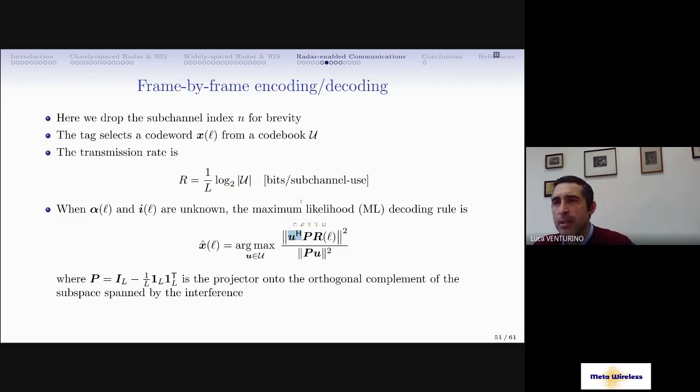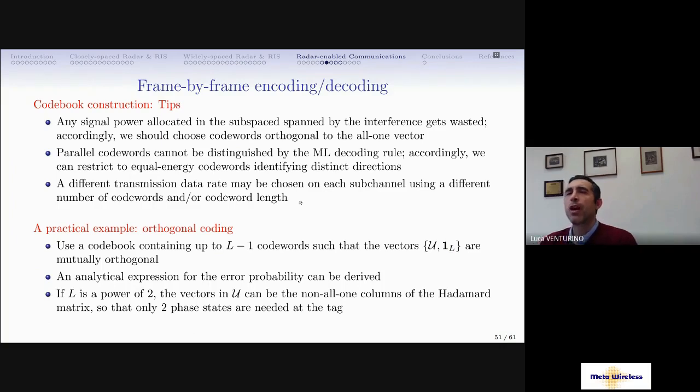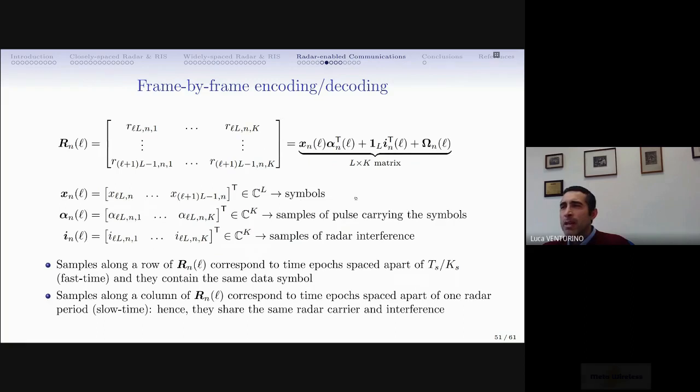How do we choose the codebook that has to be employed by the tag? Well, first of all, we should avoid using code words which send signal in the subspace spanned by the interference, because any power that we send in the subspace spanned by the radar interference gets wasted. So all the code words we want to use here in this model must be orthogonal to the all one vector. That way, we make our message distinguishable from the radar interference at the reader.